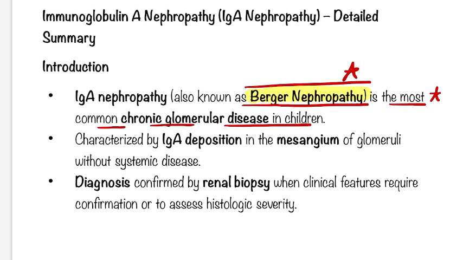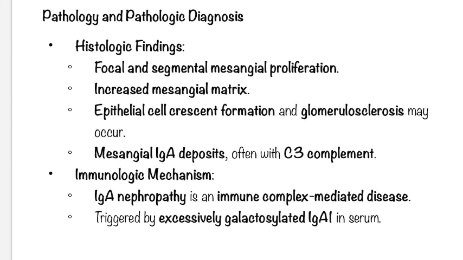As the name suggests, it is characterized by IgA deposition in the mesangium of glomeruli without systemic disease. The diagnosis is confirmed by renal biopsy. So this is basically the introduction. If the confirmatory test is a renal biopsy, what are the key histological findings?